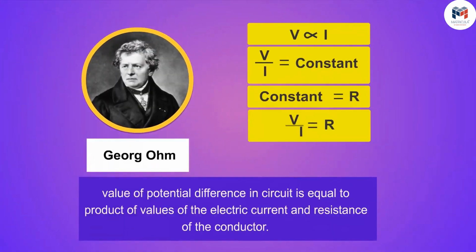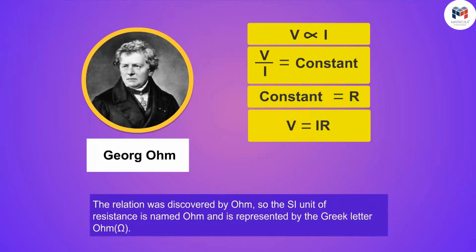According to Ohm's law, it can be said that the value of potential difference in a circuit is equal to the product of values of the electric current and resistance of the conductor. The relation was discovered by Ohm, so the SI unit of resistance is named the ohm and is represented by the Greek letter omega. If the potential difference across the two ends of a conductor is 1 volt and the current through it is 1 ampere, then the resistance R of the conductor is 1 ohm. That is, 1 ohm is equal to 1 volt upon 1 ampere.